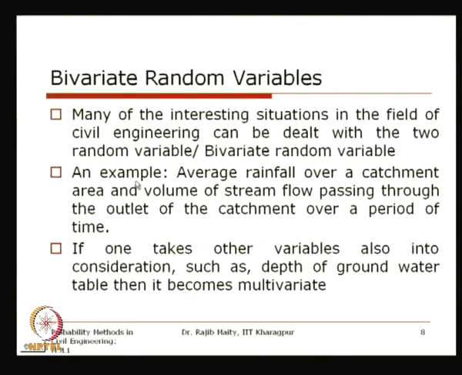An example we can talk about is the average rainfall over a catchment area and the volume of the stream flow passing through the outlet of the catchment over a period of time. So what is the rainfall that has occurred over a catchment, and what is the stream flow for that time that has passed through the outlet. These two can have some association to each other, and if we want to analyze these two simultaneously, then we will get a bivariate random variable case.